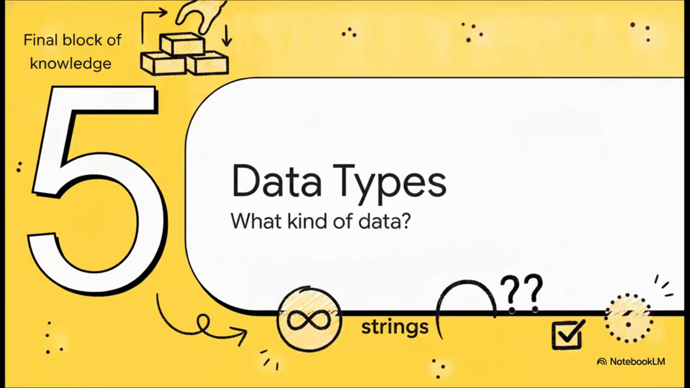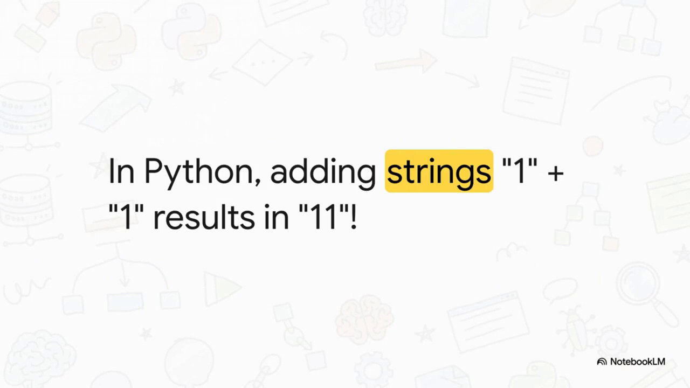Section 5, Exploring Data Types. Let's move on and see how this builds on everything we've talked about to stack our final block of knowledge. Quick question, does 1 + 1 = 11? I mean, in math, no way. But in Python, it absolutely can. And this perfectly proves exactly why data types matter so much.